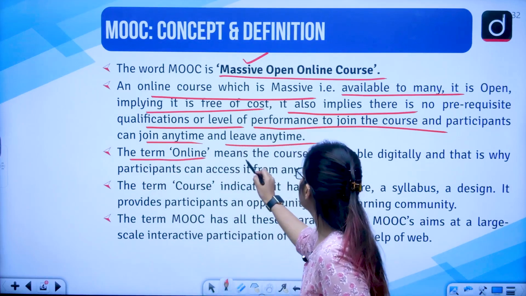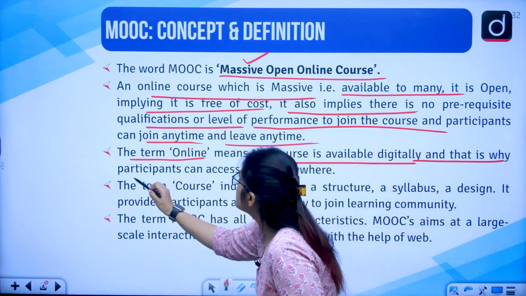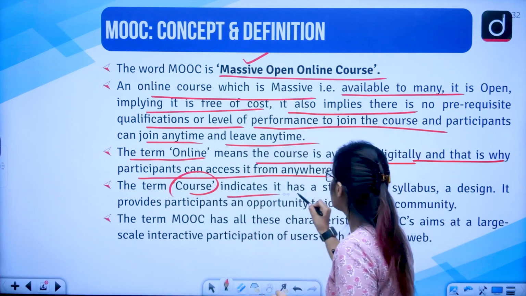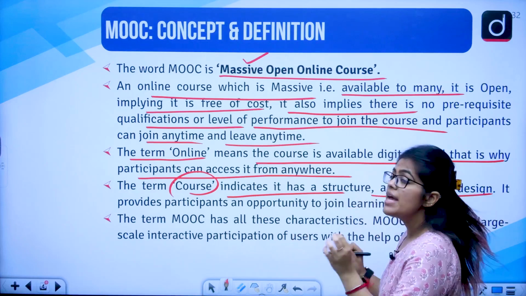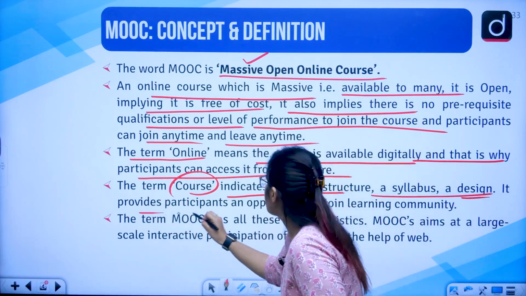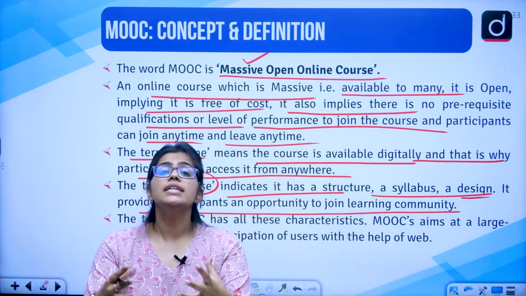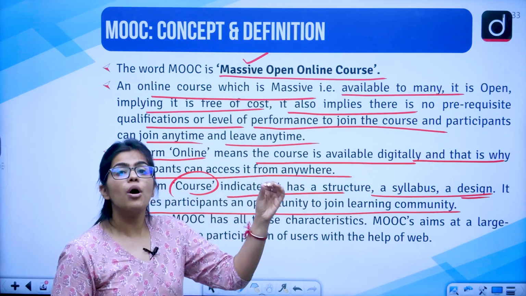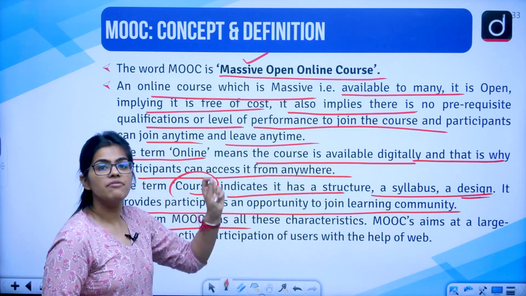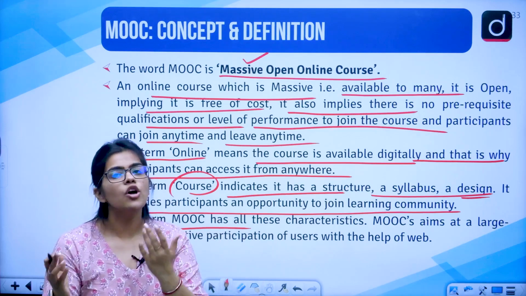The term online means the course is available digitally, and that is why participants can access it from anywhere. The term course indicates that it is structured and has a design. It provides participants an opportunity to join the learning community. Here, the learning community will join together, and you have a proper structured course. The term MOOC has all of these characteristics. When one course has all these characteristics, it is called a massive open online course.